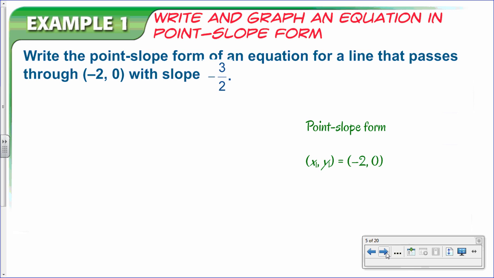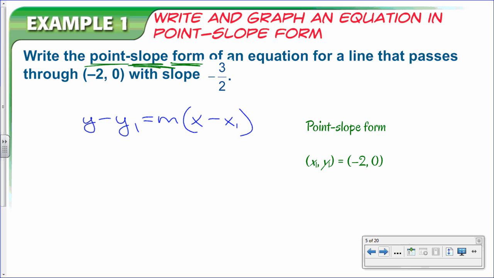Okay, look at example 1. Write the point slope form equation for a line that passes through -2 and 0 with a slope of -2. Okay, now here's the biggest mistake that everybody makes. What form is it asking me to write it in? Okay, so circle that, highlight it. I got to put it in point slope form. Okay, so I'm going to start out with y equals y minus y1 equals m times x minus x1. Good.